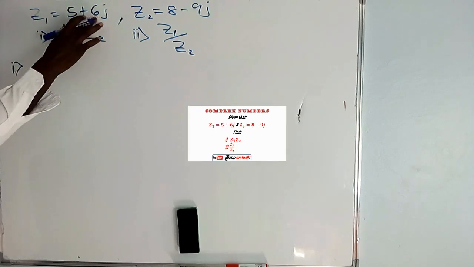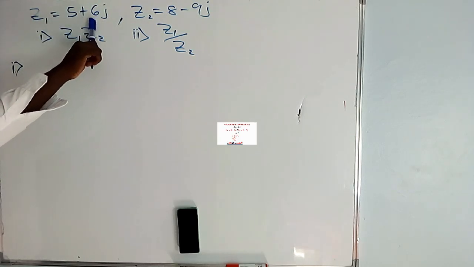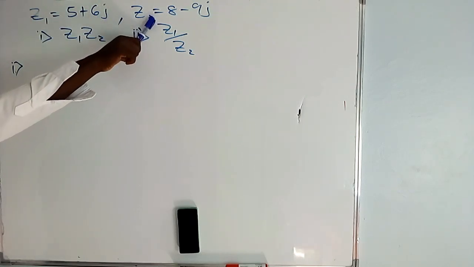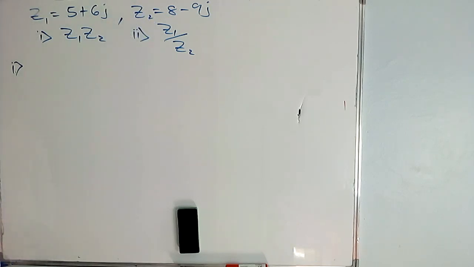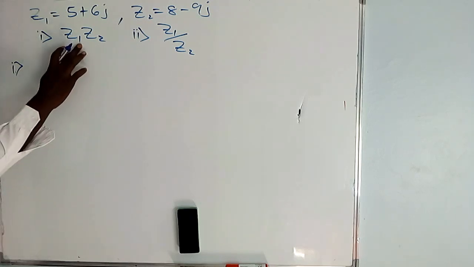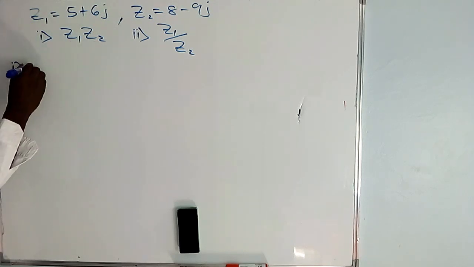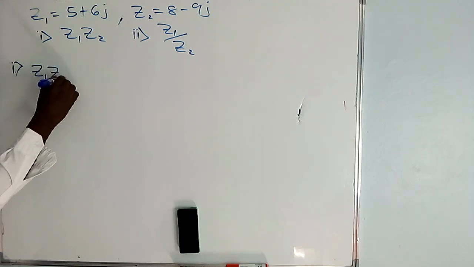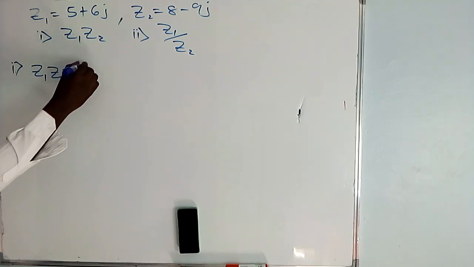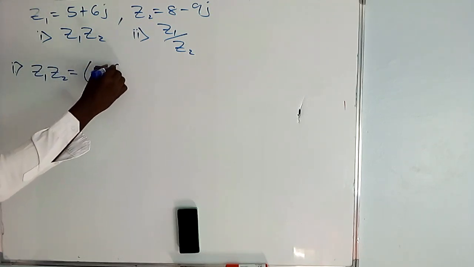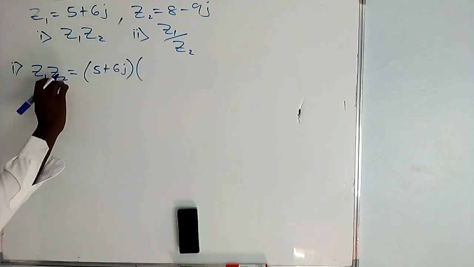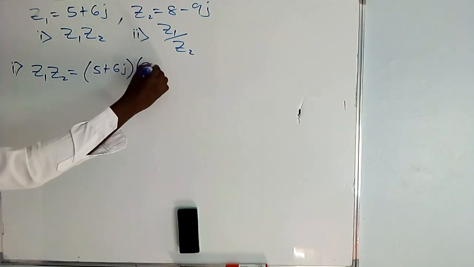z1 to be equal to 5 plus 6j, and z2 to be equal to 8 minus 9j. Then you've been told to find Roman number 1, z1 z2. So a product of the two complex numbers. So we substitute the value of z1, 5 plus 6j, then times, substitute the value of z2, 8 minus 9j.